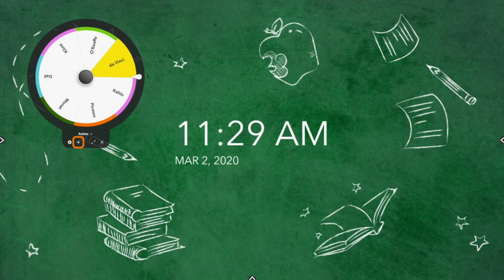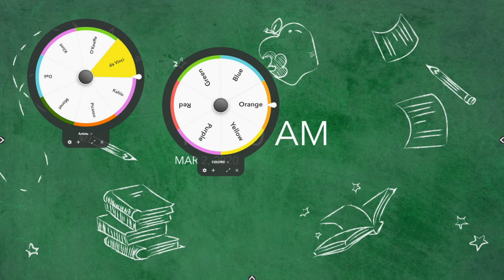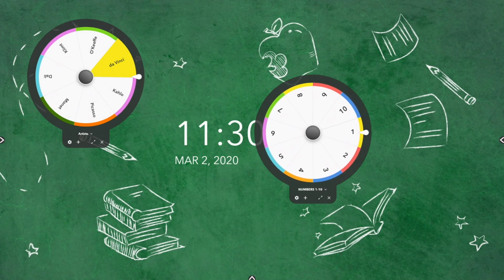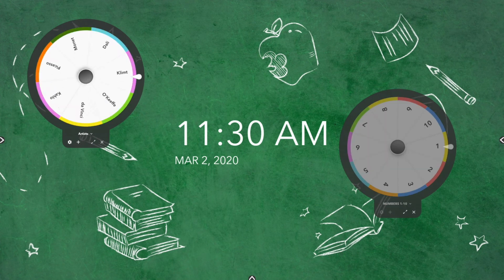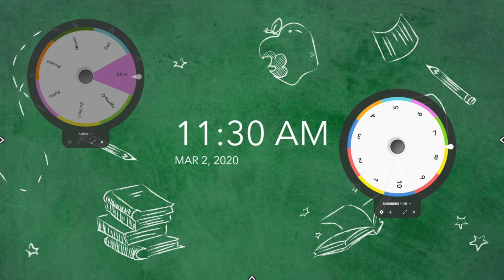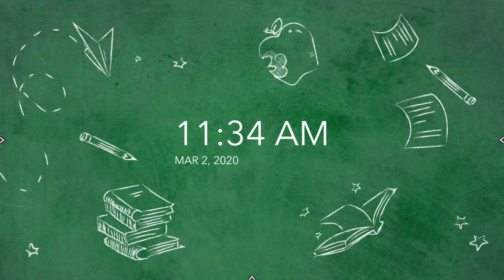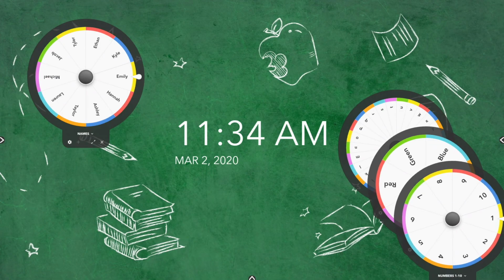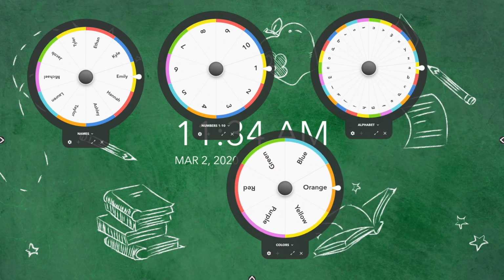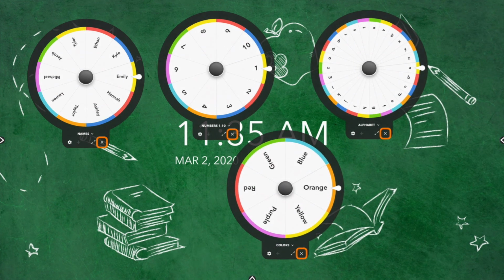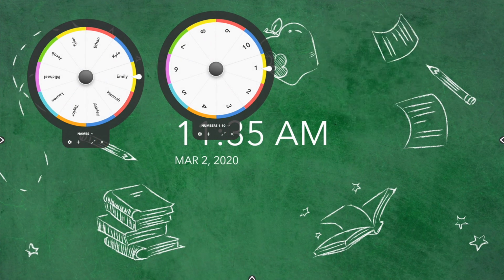Tap the plus sign to add an additional spinner. Spinners can be used one at a time. You can use a total of up to 4 spinners in full screen, floating, or condensed modes. Tap the X to close a spinner.